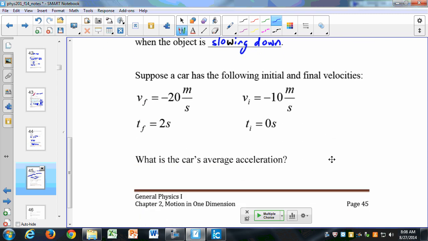So here, if I have a car that has these initial and final velocities, I can find the average acceleration. Y'all go ahead and try it. I'll give you just a second to get a little head start. What is the average acceleration of this car? What is it? You might know?